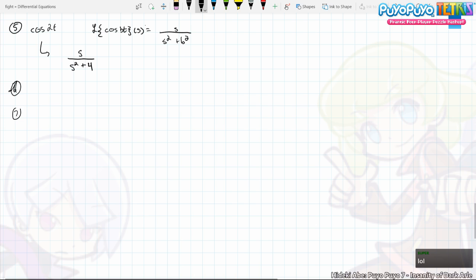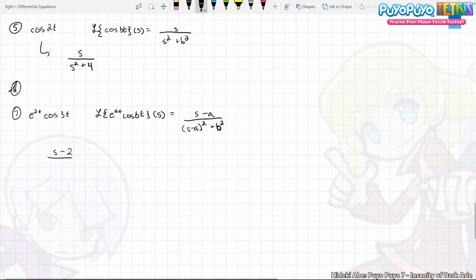Alright, let's do this one. E to the 2T cosine 3T. S minus A over S minus A squared plus B squared. Okay. So then, the solution to this one is S minus 2 over S minus 2 squared plus 9. The table was so much faster. Who would have thought?